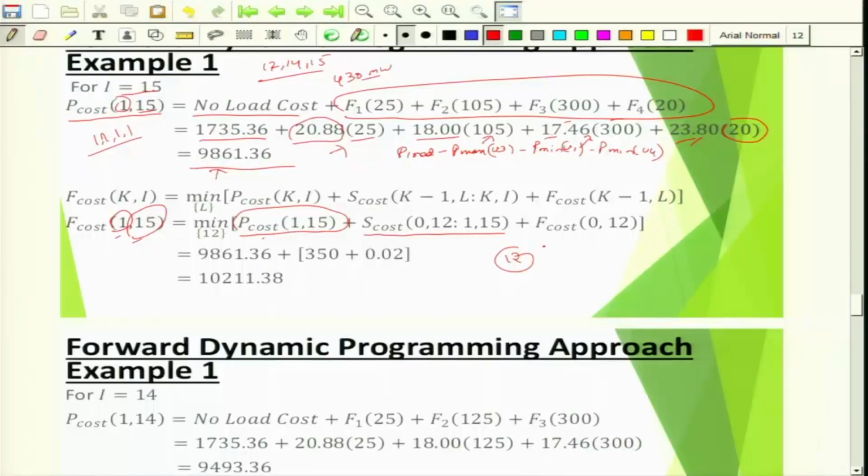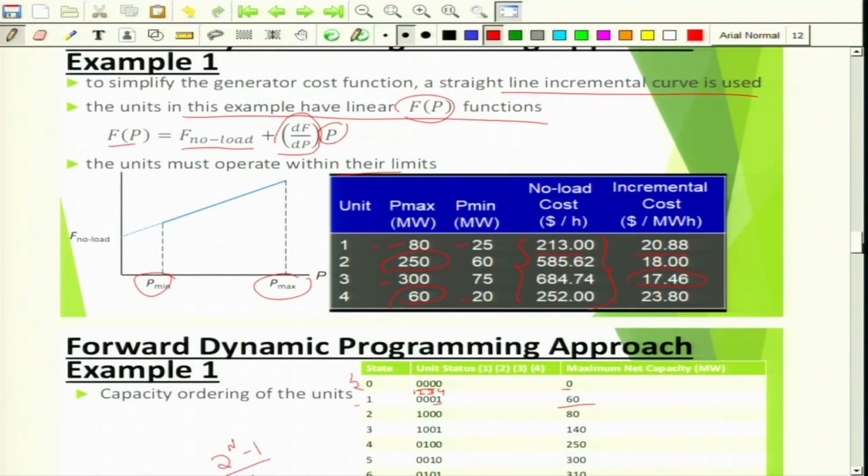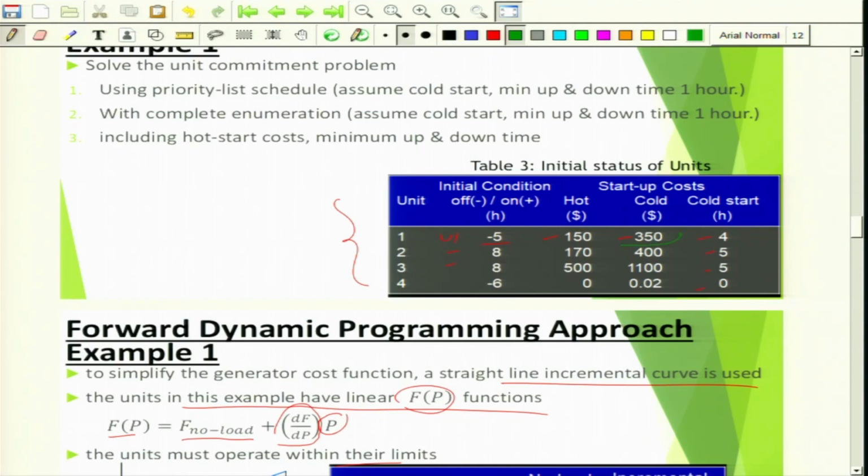State 12 means, what is the combination? 0, 1, 1, 0. This is state 15. This is state 12. That means unit 1 and unit 4 are changing their state from off to on, right? And the startup cost from turning on unit 1 and unit 4 should also be incurred. And what is that cost? That cost you can obtain from here. You can see here, unit 1 startup cost is $350 and unit 4 it is $0.02. 0.0, it's almost equal to 0.